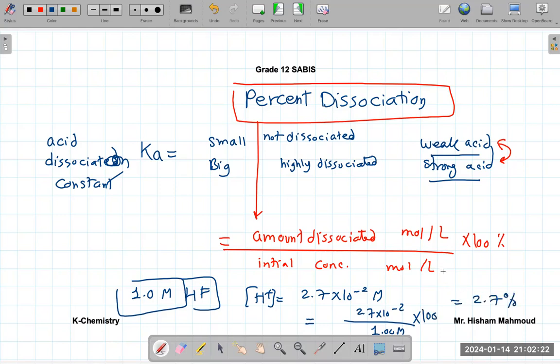So this gives you a very good idea how much is the amount of the acid that is broken down. Only 2.7 out of the total amount is broken down. Again, this gives you a good idea. The acid dissociation constant just told you that it is a weak acid. Weak to which extent, you don't know. You know it only by the percentage dissociation. You can do the same with the base exactly. How much is dissociated compared to the initial concentration.